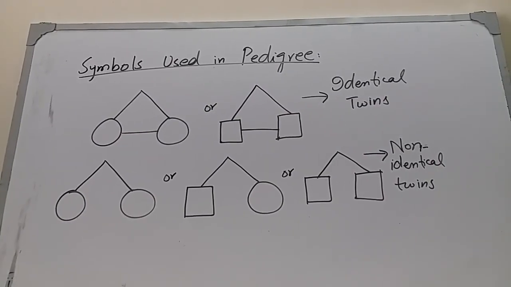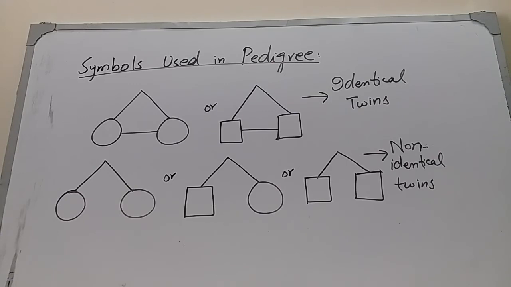Next is how to show twins. You can see from the board, if the twins are identical twins, monozygotic twins, or we can say maternal twins, we will draw a small horizontal line between the twins.